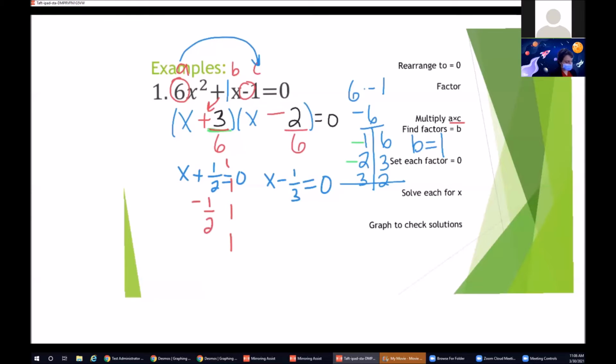Subtract it. So subtract it. These two cancel. So x is equal to -1/2. And then over here, this one is -1/3 on this side. So to go over the fence, you have to add it. So these two cancel and x is equal to 1/3.